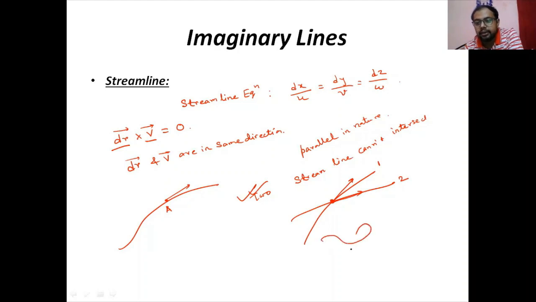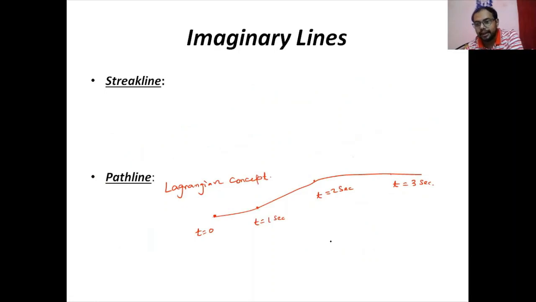A single streamline cannot cut itself in this way either. It is also not possible, because at the cutting point again you will get two different velocity directions. That is not possible. So importantly, two streamlines cannot intersect, and a single streamline cannot cut itself. But in case of the pathline, as it belongs to a single particle, it can intersect and cut itself, because the pathline is the locus of an individual particle. This is the concept of streamline and pathline.